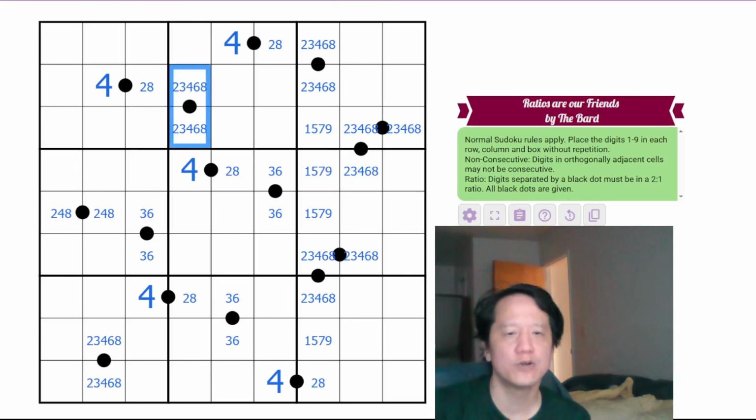So no 4 here. This cannot be then 2 and 8 with it. It's 3 and 6. No 4 here, no 4 here. This therefore must be a 3, 6 pair, which eliminates 3 and 6 in the rest of the column. So this is 4 with 2 and 8, but this can't be 4 because of 4 in the row. So this has to be a 4 here, which must be in a 1 to 2 ratio with 2 and 8.